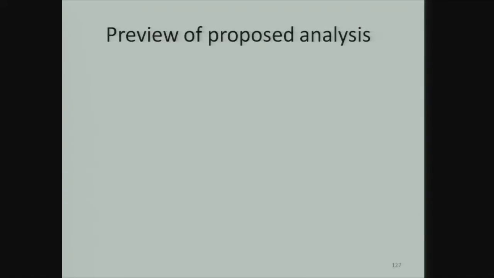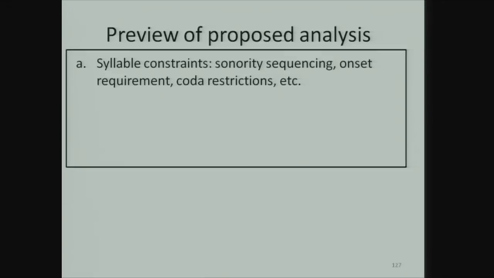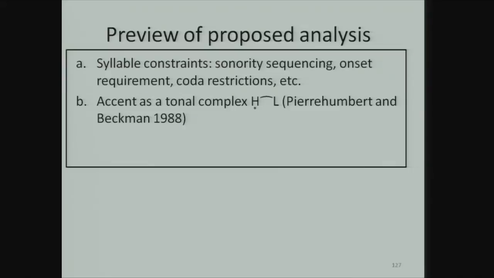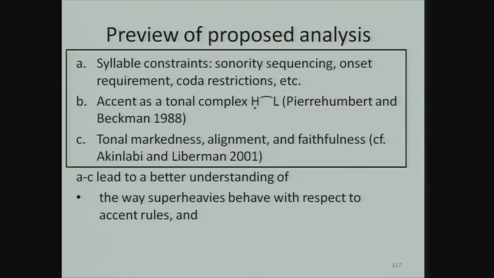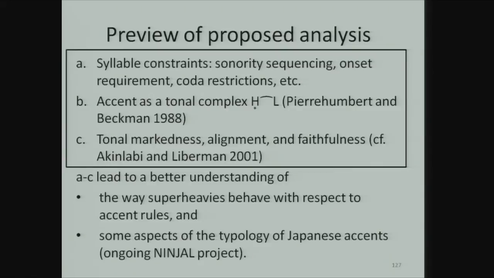So the proposal, and we'll give a brief preview here, is that we have no regular standard syllable constraints of sonority sequencing, onset requirement, coda restrictions, and take the accent to be the tonal complex starred HL, as in the proposal by Pierrehumbert, Hamann, and Beckman, and many others, and have tonal markedness, alignment, and faithfulness constraints of various kinds, which we will see in a second. Okay. And that this leads to actually a better understanding of the way super heavies behave with respect to accent rules, and also provides a window into some aspects of the typology of Japanese accents.